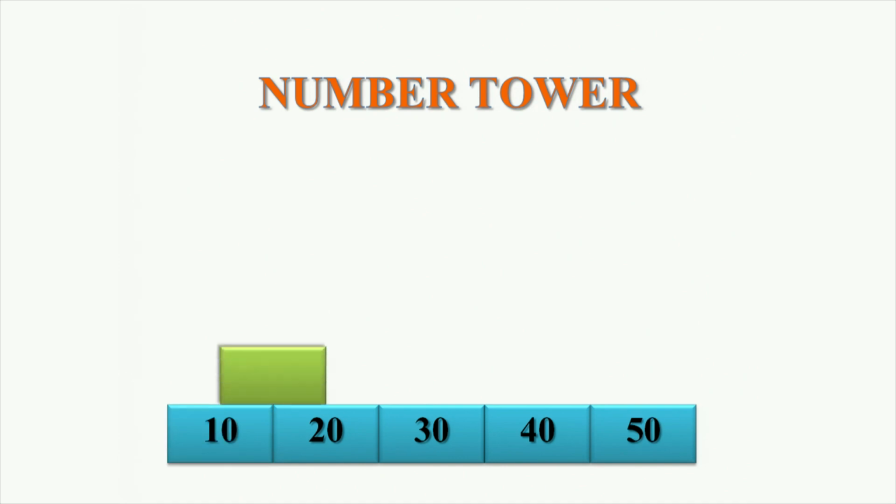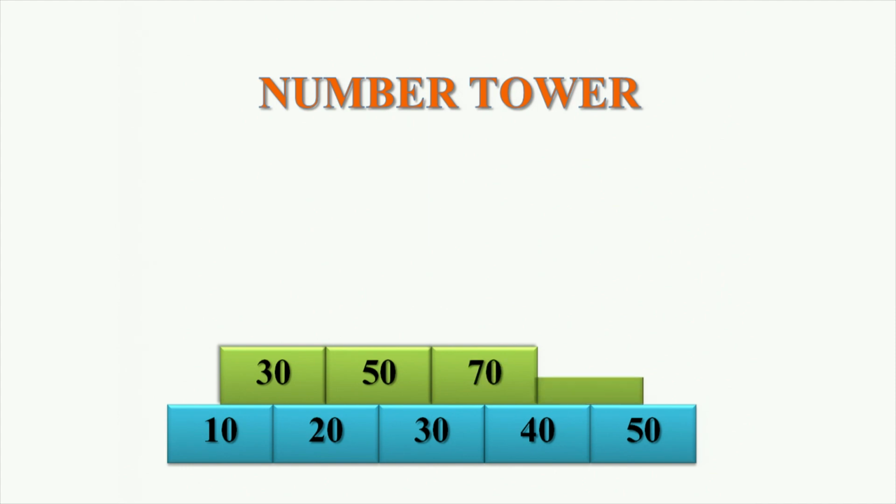Now what next? We have to add up these two base numbers. 10 plus 20 is equal to 30. So I have put 30 on this. Now add 20 plus 30. What will be the answer? 50. So it has come here. Now you have to add 30 plus 40. What will come? 70. So here is your 70.